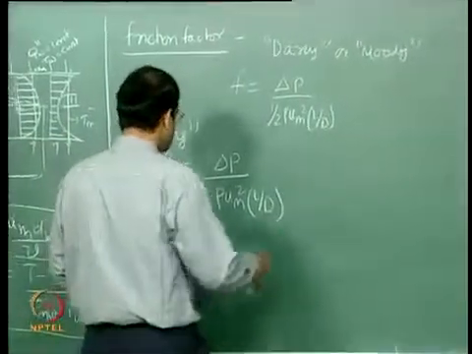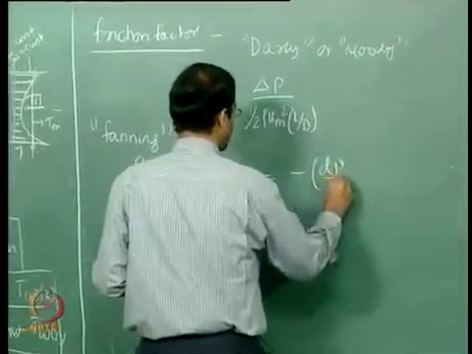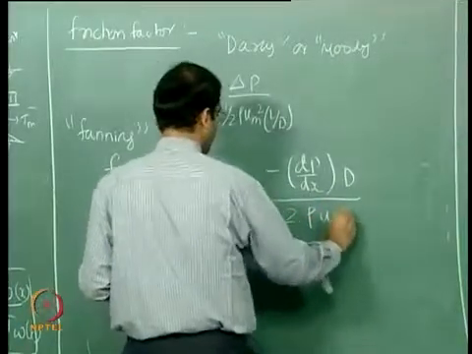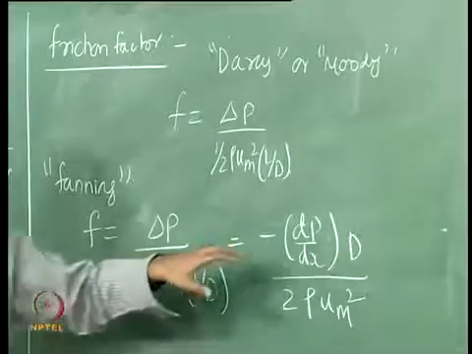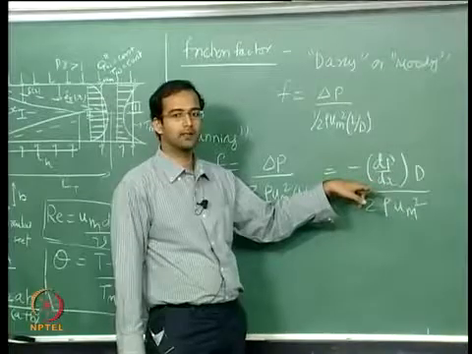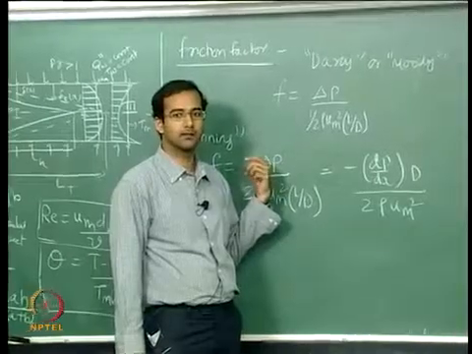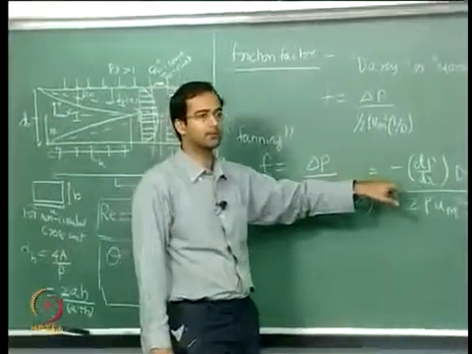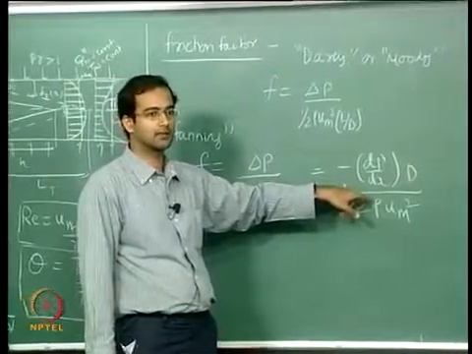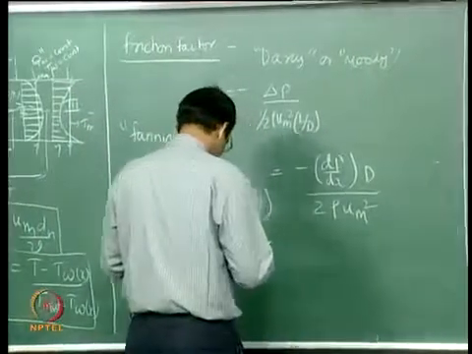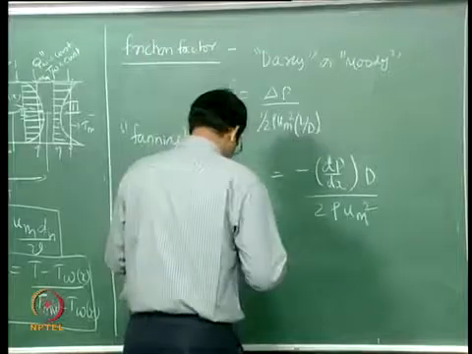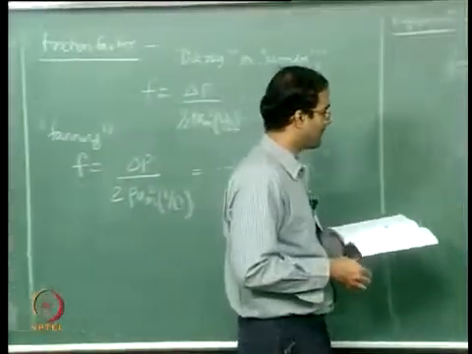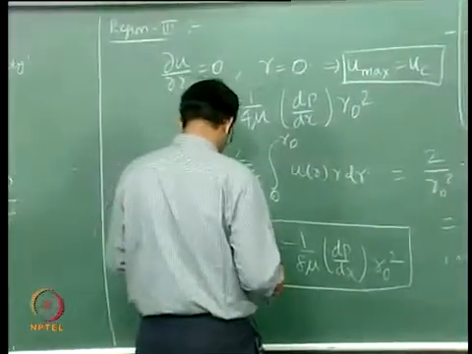So this can also be written as minus dP by dx into D by twice rho um square, because delta P by L is nothing but minus dP by dx. This is the pressure gradient. Since the pressure is decreasing, if you take a pressure gradient it will be negative, so therefore you have to put a negative sign here. This is the way that you write it, and you can now substitute for dP by dx from this expression.